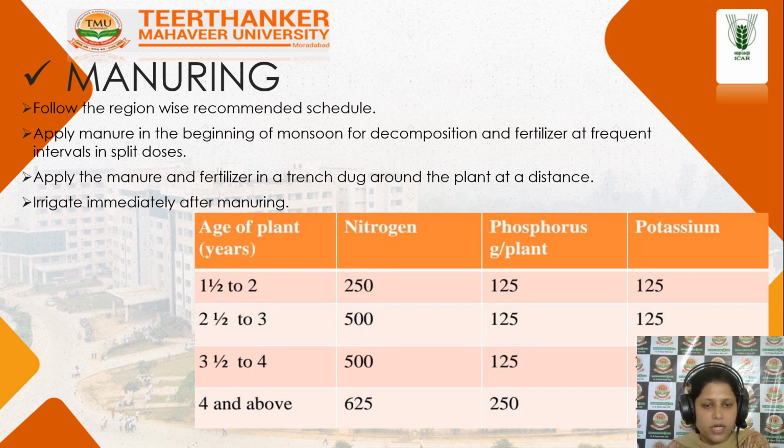For example, for a 1.5 to 2-year old plant, the amount of nitrogen to be given is 250 grams per plant, phosphorus 125 grams per plant, and potassium 125 grams per plant. Gradually this dosage increases along with the increase in the age of the plant. Once it has reached the age of 4 years and above, the full dose of NPK is given, which is 625 grams of nitrogen, 250 grams of phosphorus, and 250 grams of potassium per plant.